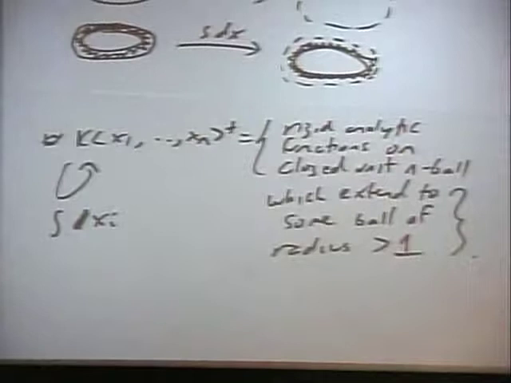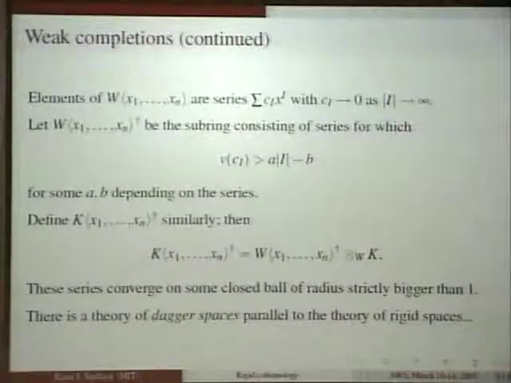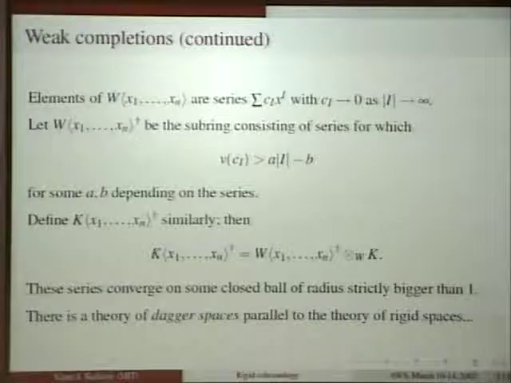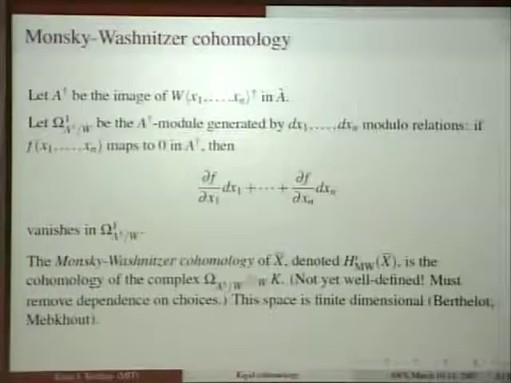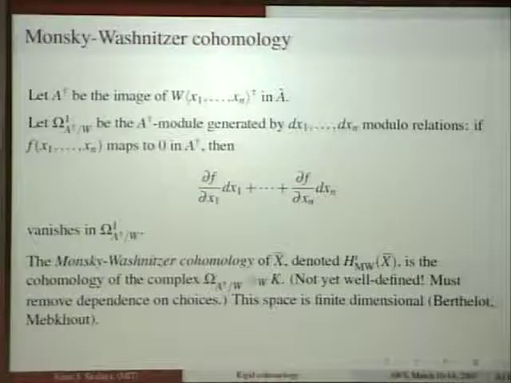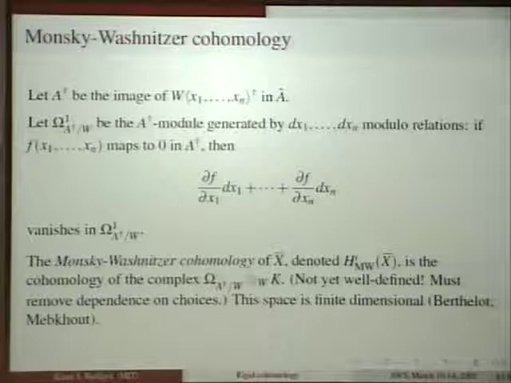Anyway, the point is that I've defined a replacement for the ring of power series with coefficients that go to 0, and now I'm going to use that to define the weak completion of A. All I'm going to do is take it to be the image of this ring W⟨x1 through xn⟩ dagger in A hat under the map. Remember, I had a map from W⟨x1 through xn⟩ to A hat, coming from lifting the mapping characteristic p. So A dagger is just the image of the dagger power series.